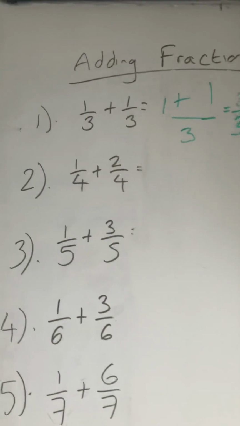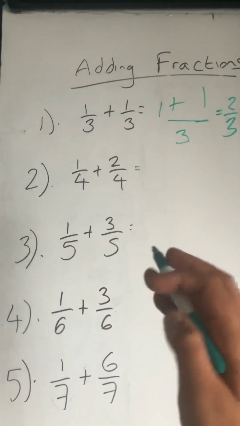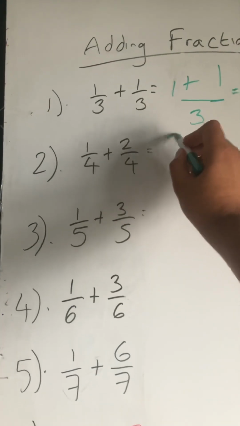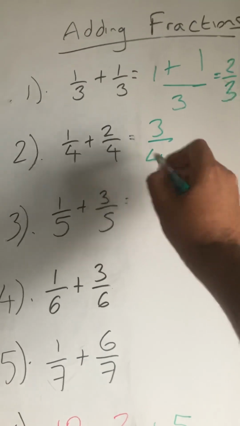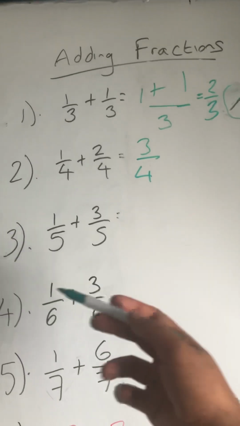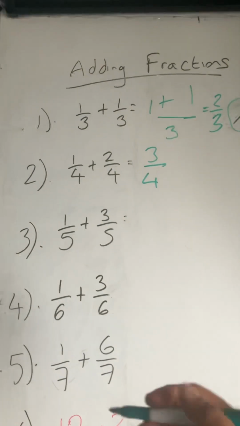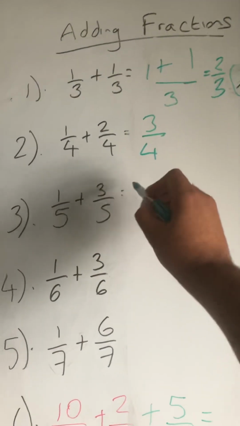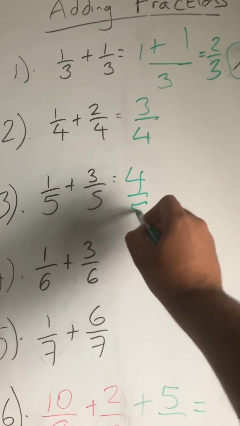Okay. The next one, guys, 1/4 plus 2/4. Well, again, I do 1 plus 2, which is 3, and then I keep the denominator the same. Question number 3, 1/5 plus 3/5. Well, 1 plus 3 is 4, so I have 4/5, guys.